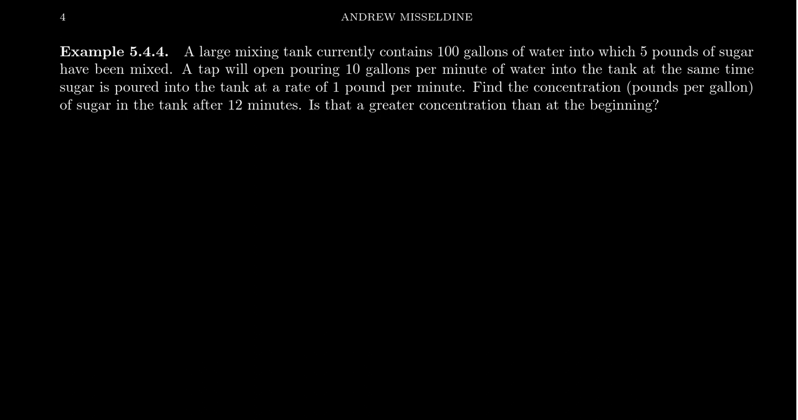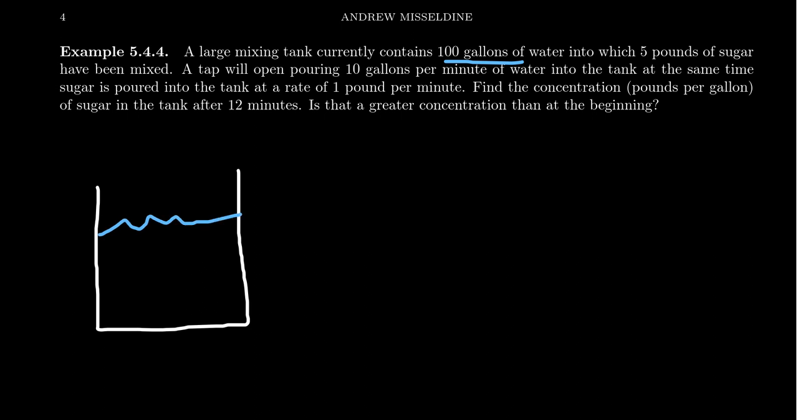Is that a greater concentration than at the beginning? So let's kind of draw a picture to illustrate what's going on here. We have this big tank of water, and it initially had 100 gallons of water in it. So when time equals zero, we have some initial volume, we'll call it V0, which is 100 gallons of water. And then we had some initial sugar, we'll call that Y0, and we started off with 5 pounds of sugar. And the volume was 100 gallons.